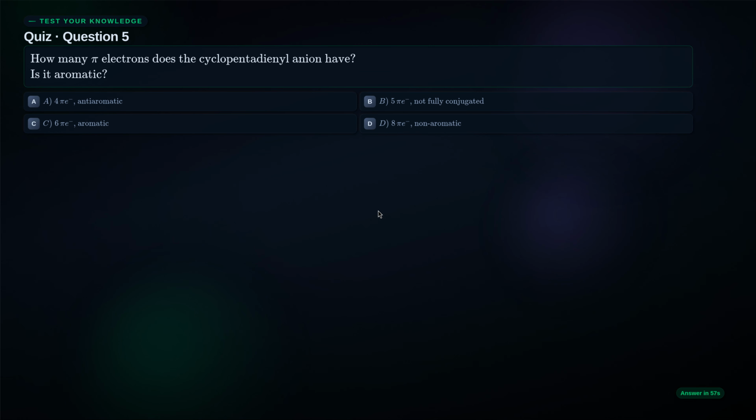Quiz question 5. How many pi electrons does the cyclopentadienyl anion have, and is it aromatic? Option A, 4 pi electrons, antiaromatic. Option B, 5 pi electrons, not fully conjugated. Option C, 6 pi electrons, aromatic. Option D, 8 pi electrons, non-aromatic. Count the pi electrons carefully.